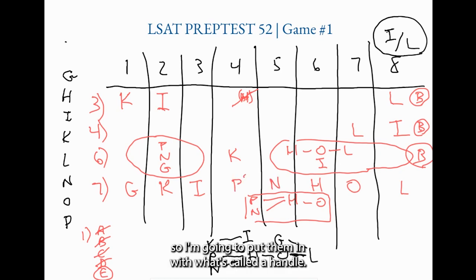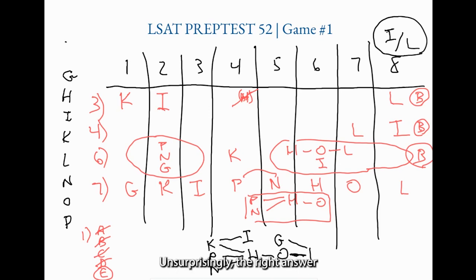So I'm going to put them in with what's called a handle. It's a little curvy line. Imagine grabbing it like a suitcase handle and turning it around. That tells us that P could go before N, but also N could go before P. If you prefer, you can use slashes there. Put P/N in one position and N/P in the other to indicate that interchangeability. Either way, we know that that's the only space where something is not completely known.